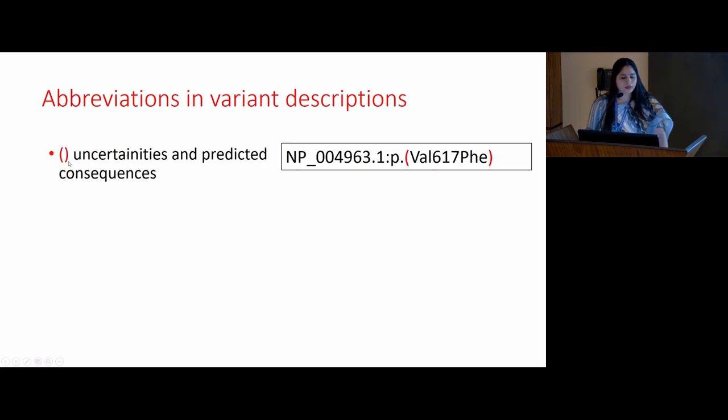Now, parentheses or the bracket sign is used for uncertainty and predicted consequences. For example, you are sequencing the DNA, but you have not done an experimental study. So for all the protein changes, you have to use parentheses. We use brackets because we have not done an in vivo study and proved that this change is happening in the lab; it is just based on the DNA sequencing. So we are predicting that because of that nucleotide change, the protein would change from valine to phenylalanine.